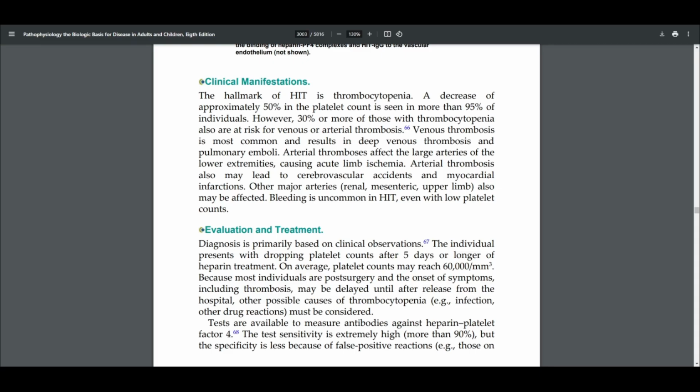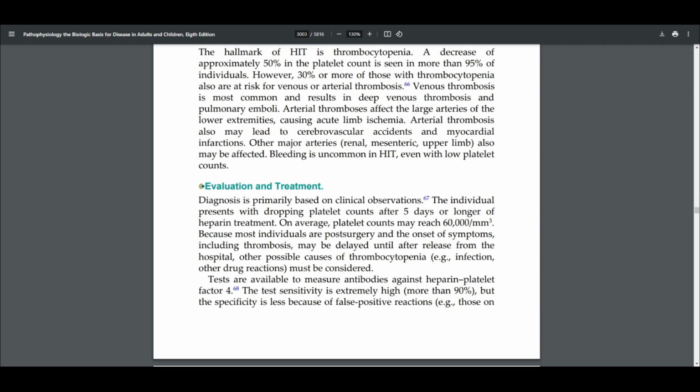Venous thrombosis is the most common and results in DVTs and pulmonary emboli, or PEs. Arterial thrombosis affects the large arteries of the lower extremities, causing acute limb ischemia. Arterial thrombosis also may lead to a cerebrovascular accident and myocardial infarction. Other major arteries also may be affected. Bleeding is uncommon in HIT, even with the low platelet count.